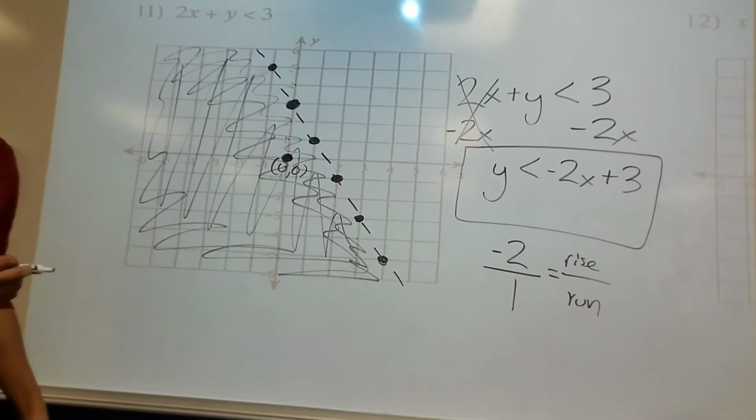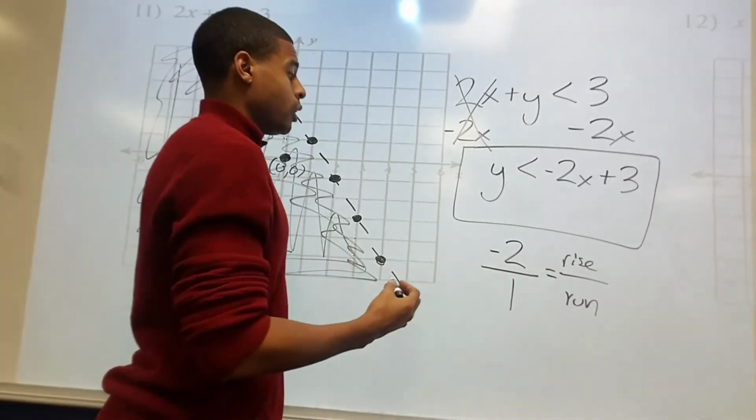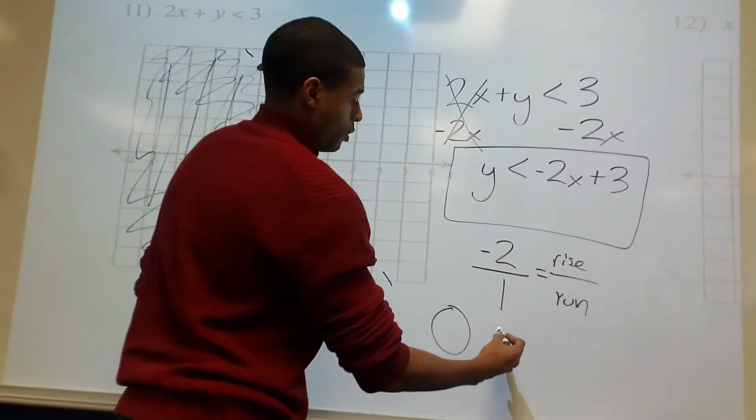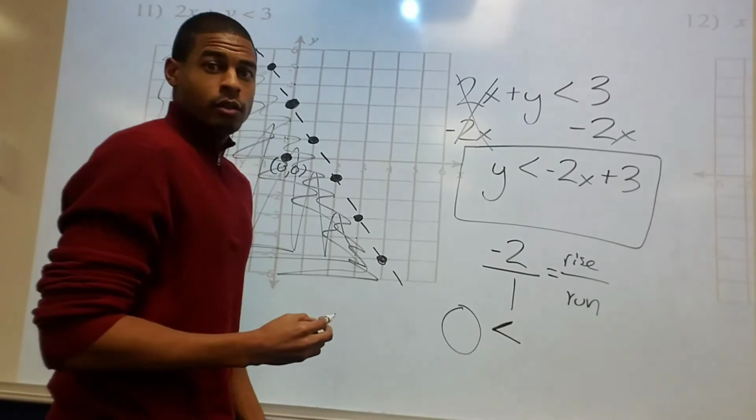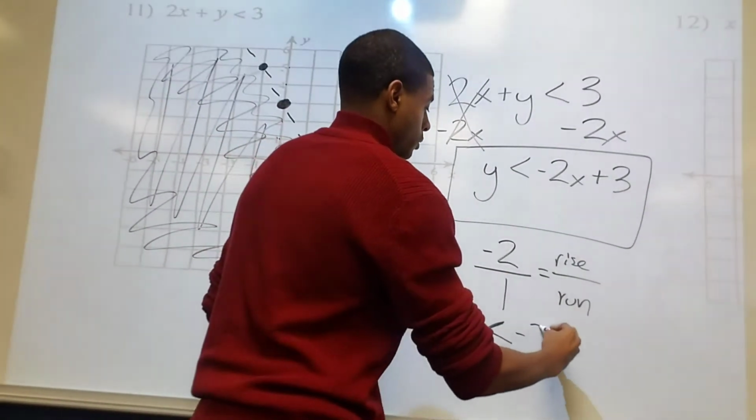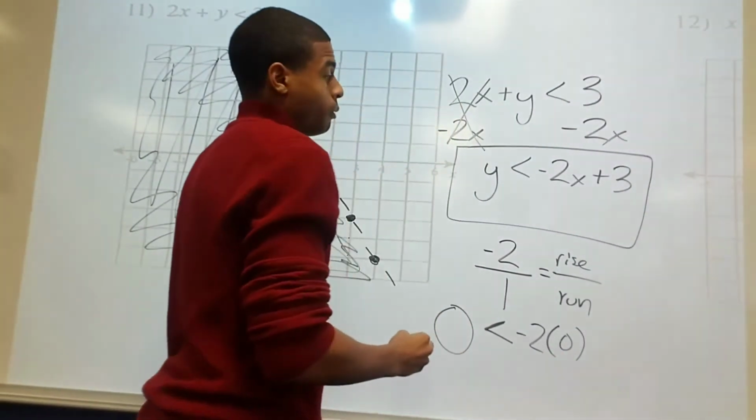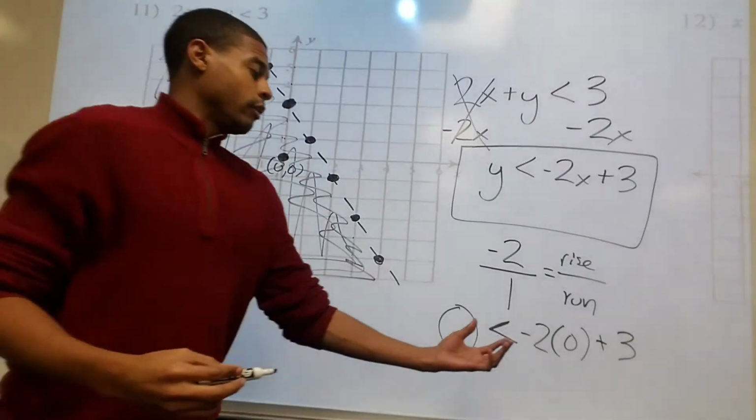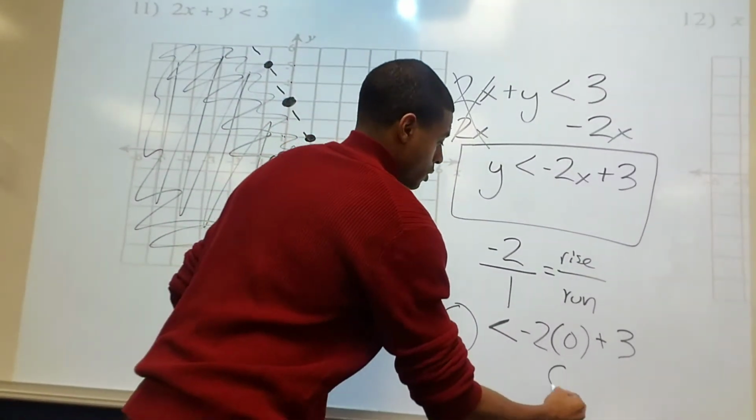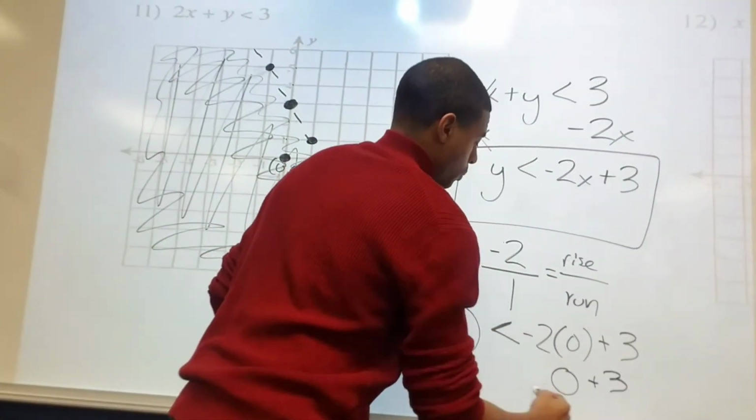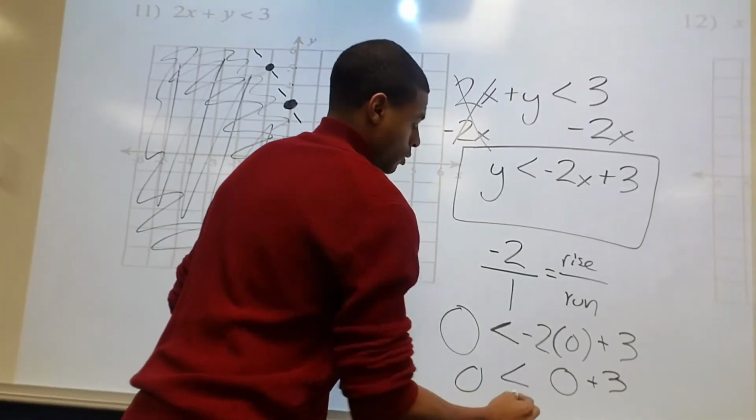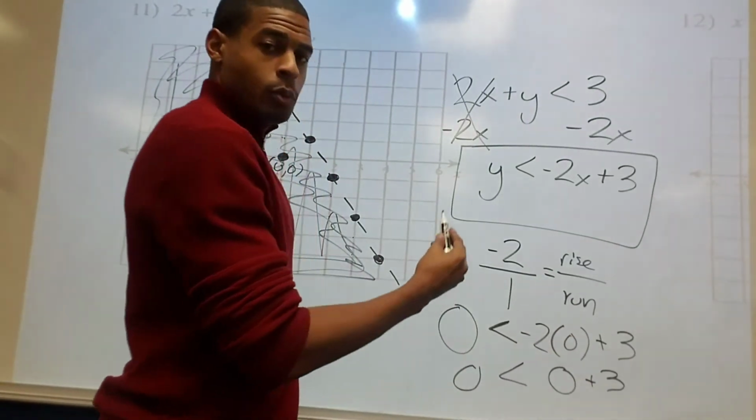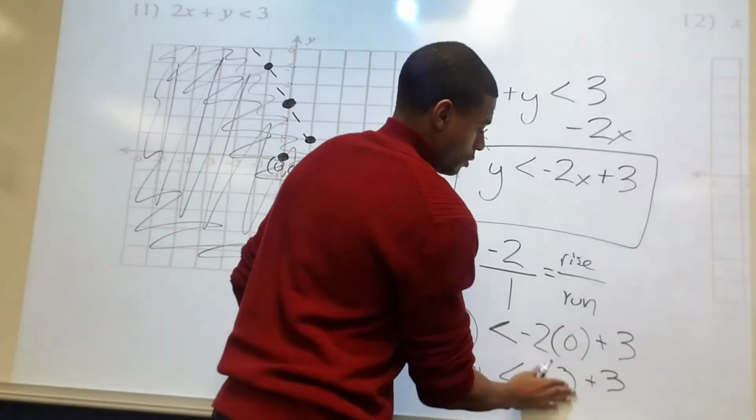All right, so how I can check my work is I'm going to plug in 0 for my y. 0 is less than negative 2, and plug in 0 for my x, plus 3. Now, negative 2 times 0 is obviously 0. And then we have 0 plus 3, bring everything down. So I have 0 is less than 0 plus 3. And then 0 plus 3 is obviously 3.